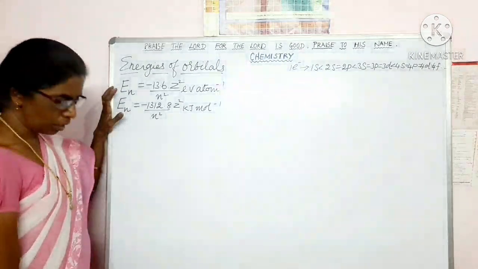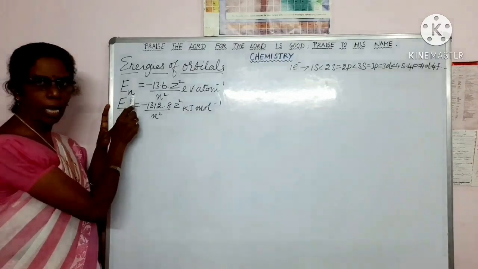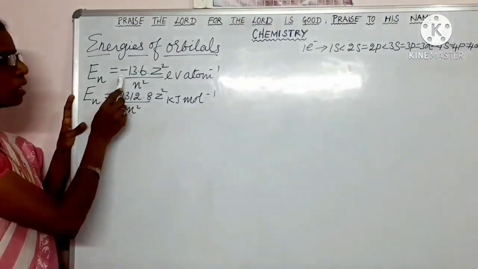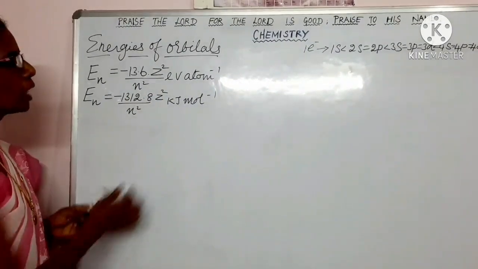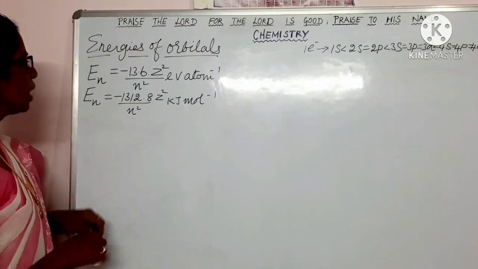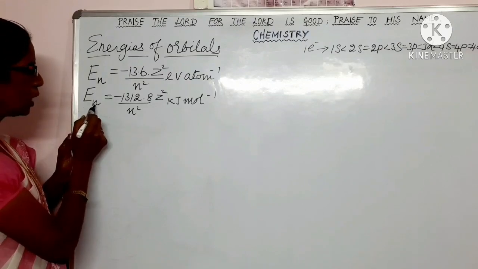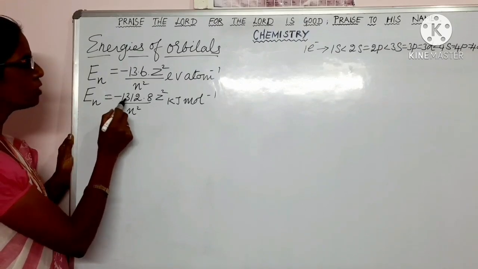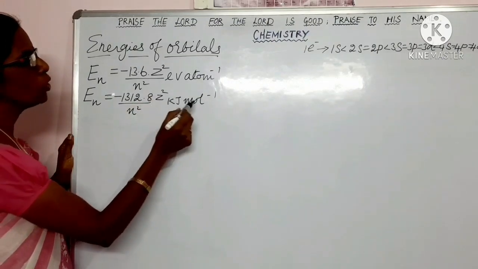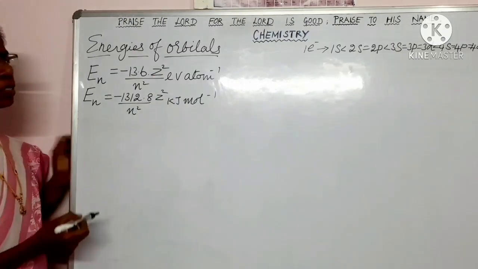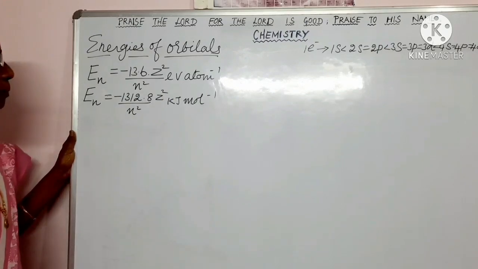According to Bohr's theory, the postulate says the energy of an electron revolving in the nth orbit is given as minus 13.6 Z squared by n squared electron volt per atom. The same thing can be written in terms of kilojoules. Energy of an electron revolving in the nth orbit is equal to minus 1312.8 by n squared into Z squared kilojoules per mole. In this expression, Z is nothing but the atomic number, and n is the principal quantum number.